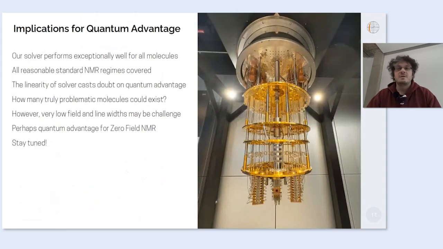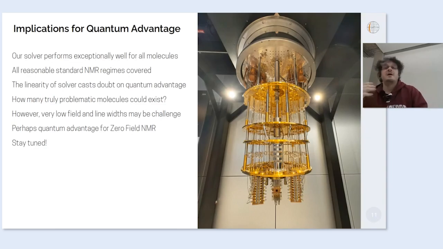So, coming back to the title of the talk, what does all of this mean for quantum advantage? Well, to put it bluntly, the fact that we have a linearly scaling method, which as far as we can tell seems to perform well in basically any realistic parameter regime for every molecule we've tested, definitely casts doubt on the idea that we could see quantum advantage in standard high field NMR experiments.